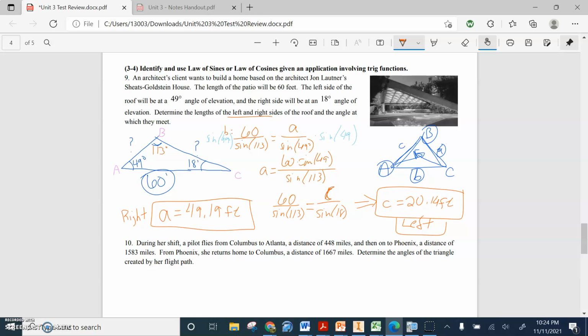Okay, so there you go. That's question 9. Gosh, you know what? Let's just make 10 separate. So there you go. 8 minutes. We've got question 9 done. We used law of sines the whole time. And for question 10, we'll actually get a chance to use law of cosines.